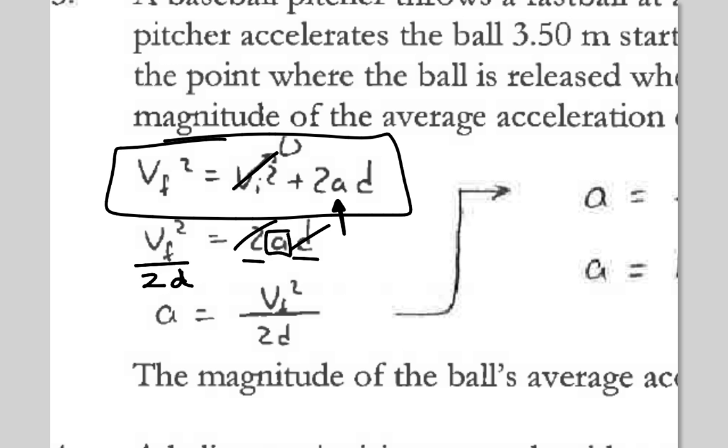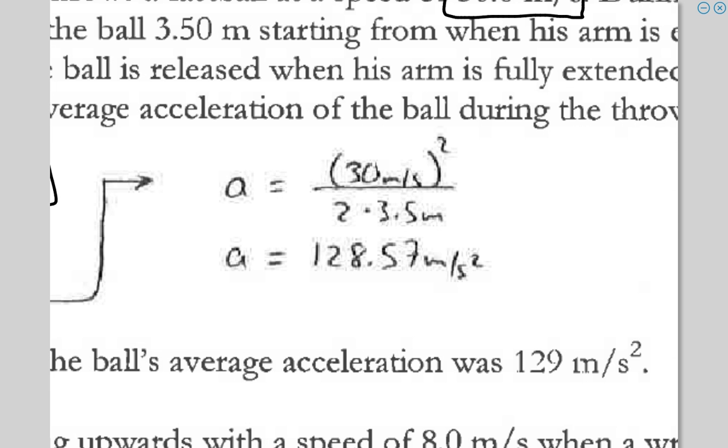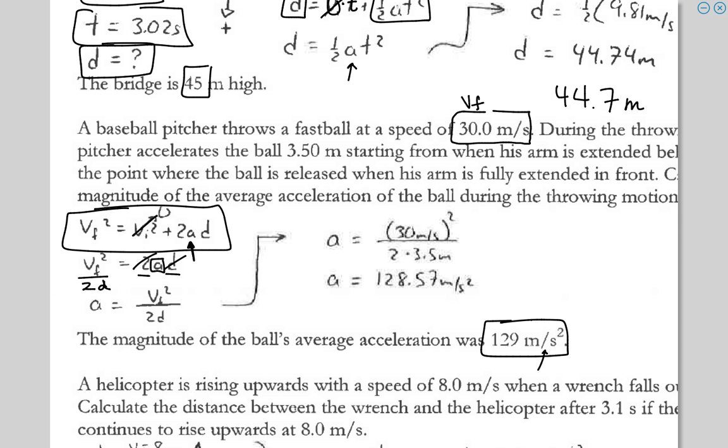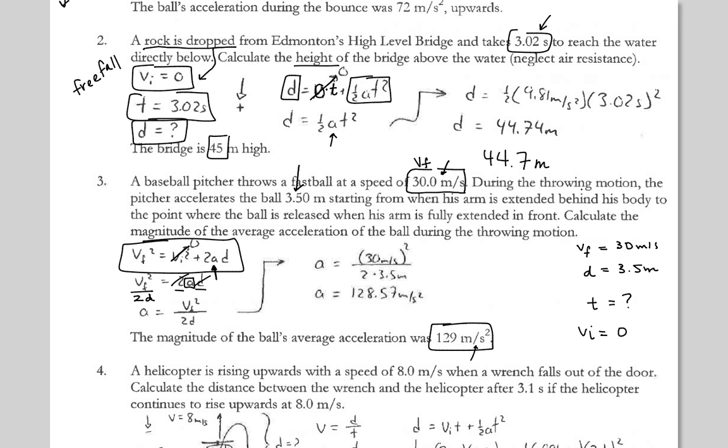Plug in what you got. Boom, boom, boom. And notice that we have three sig digs with appropriate units. Let's check our question. I see three sig digs, I see three sig digs. It's asking for acceleration, so I put on meters per second squared. So don't forget your units and don't forget sig digs.